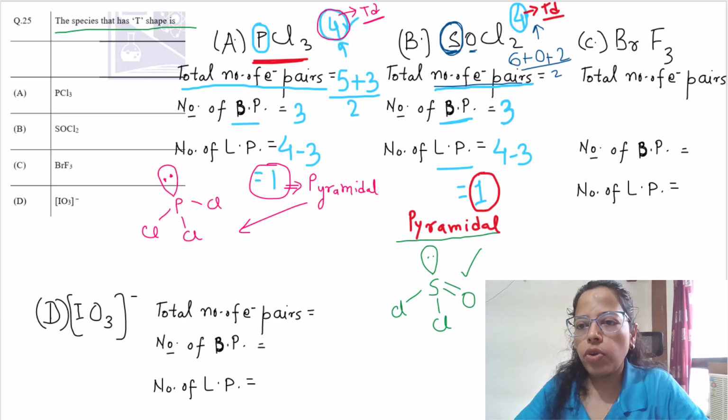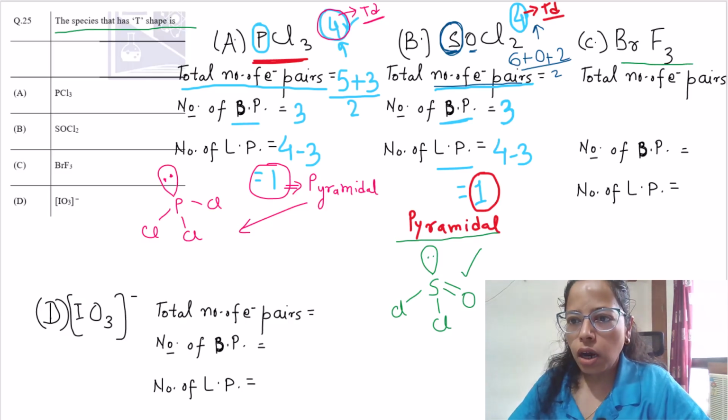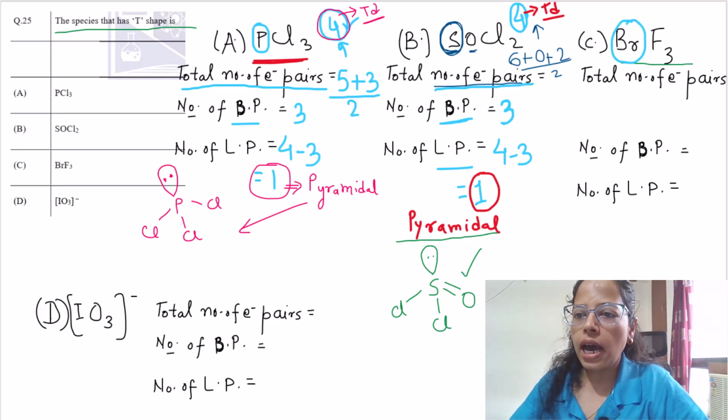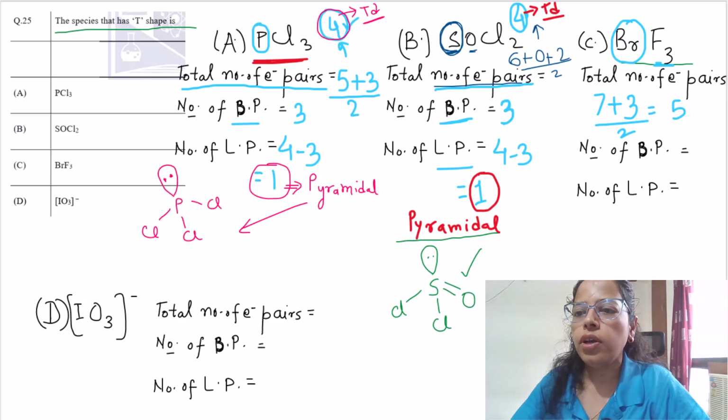Now let's move on to option C, which is BrF3. Now the valence electrons in the central atom bromine. Bromine belongs to the halogen family, so 7 valence electrons in bromine and then 3 electrons contributed through 3 bonded fluorine atoms here. So 7 plus 3 divided by 2, that is 5 electron pairs. So total electron pairs in BrF3 is 5.